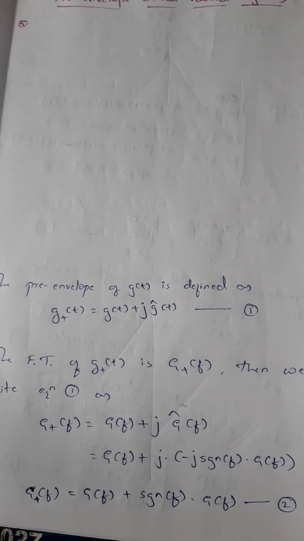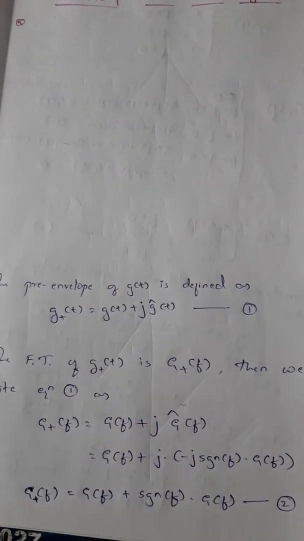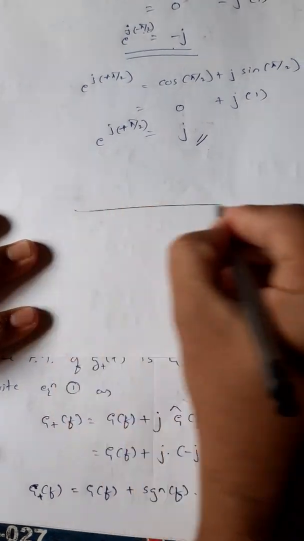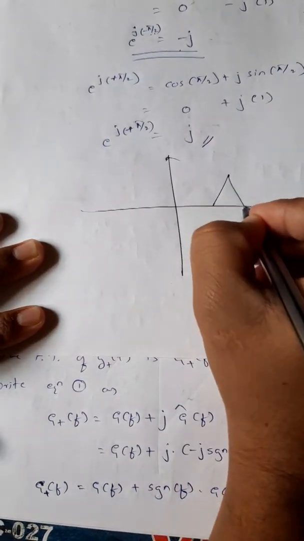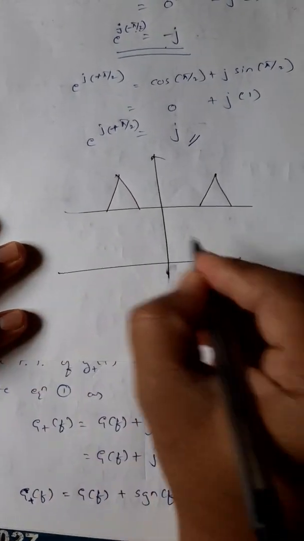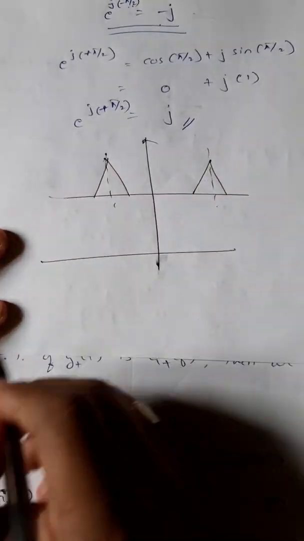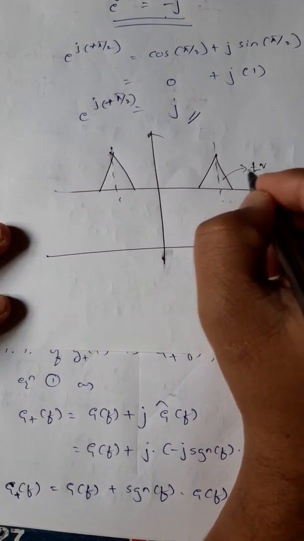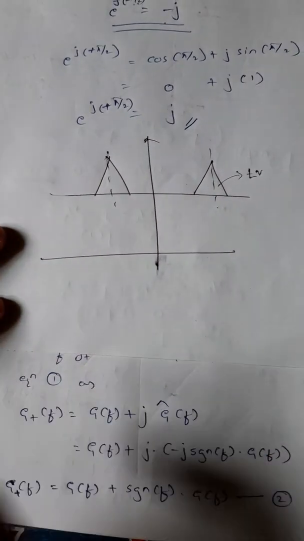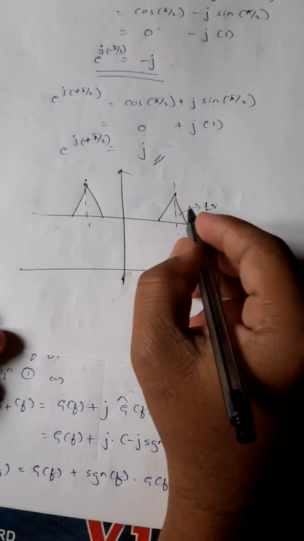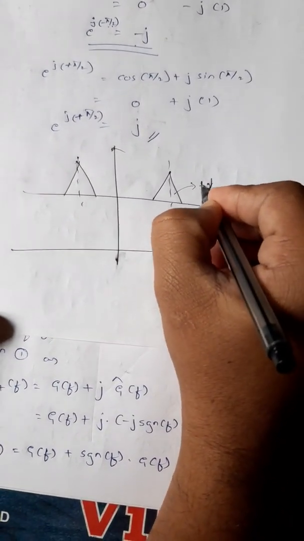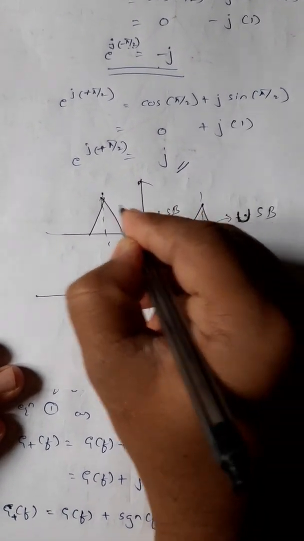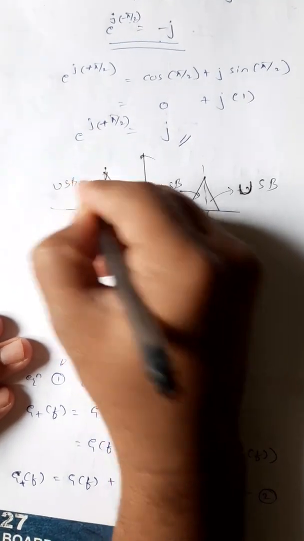What if I want only the positive part of the signal? Or for example, I have a band pass signal here. This is one part and this one is another part. Okay, you already seen this. This is upper side band and this one is lower side band.